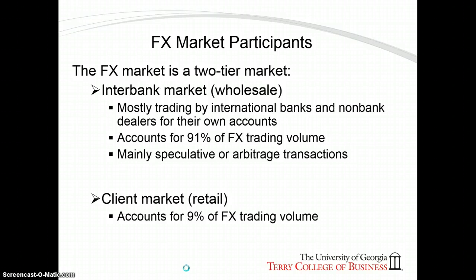In the case of speculation, the financial institution is trying to correctly predict the future exchange rate and to make a profit based on that expectation. In the case of arbitrage, the institution is trying to profit from a temporary price discrepancy between FX dealers. We'll consider examples of each type of transaction in the material that follows. The second tier is the client or retail market. This refers to international bank transactions on behalf of their customers.